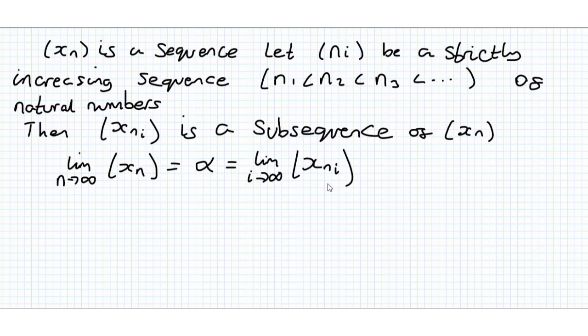Now when we take the contrapositive of this, which is when we swap the expression around and then negate it, we can say if all subsequences do not converge to the same limit, then x_n is not convergent. Okay, so that gives us a nice way of proving a sequence doesn't converge. We just have to find two subsequences which converge to different limits.